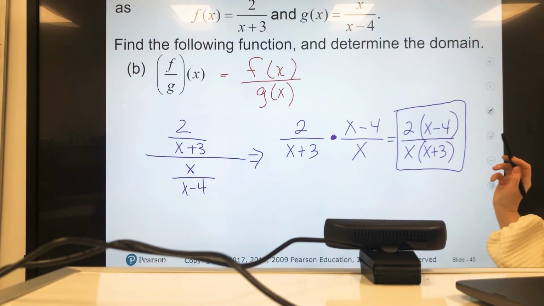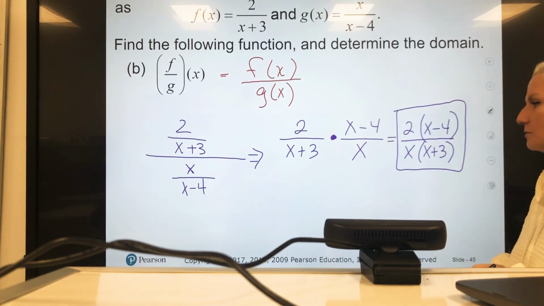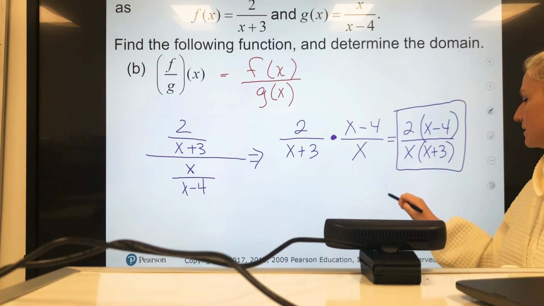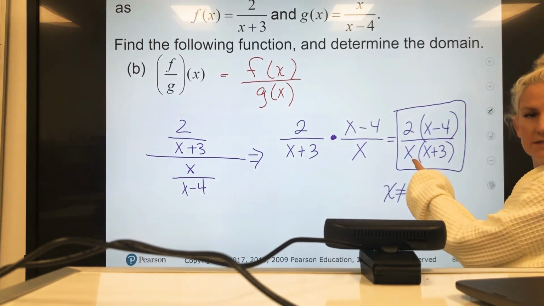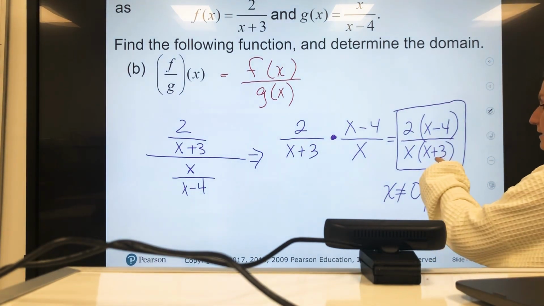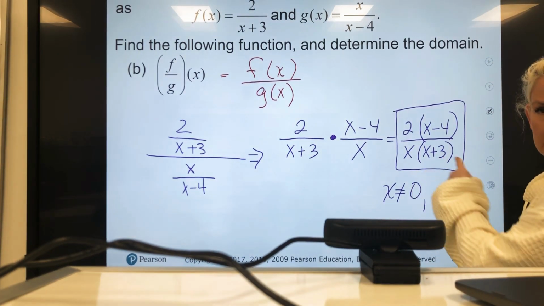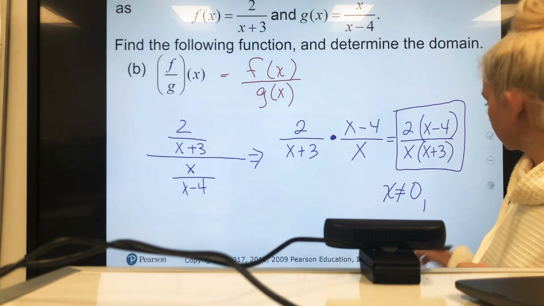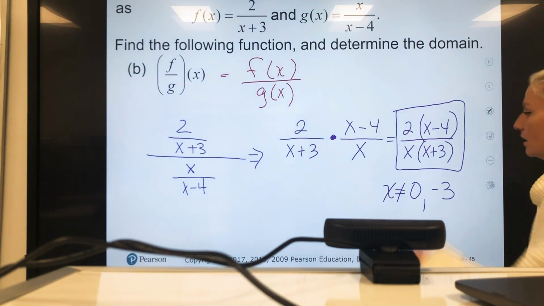So now let's talk about my domain. What can't I have in my domain? Let's look right here. x cannot be what? What would make this 0? 0. Right, x cannot be 0. And x cannot be, what about here? -3. Good, -3. Now, that's here.